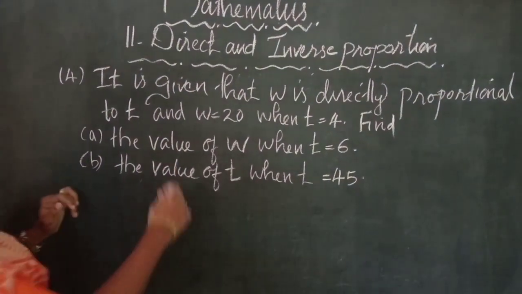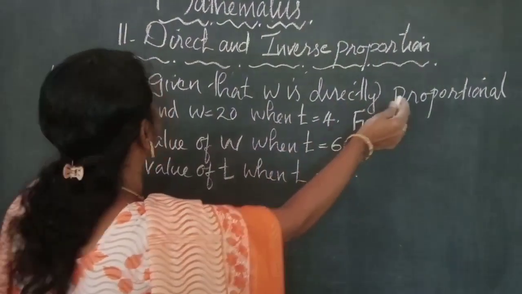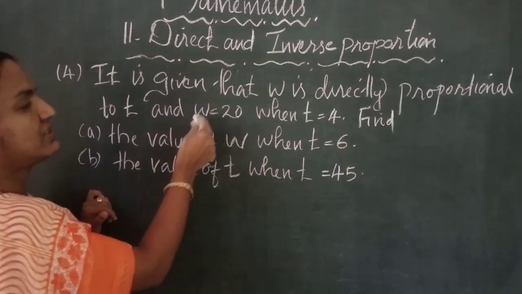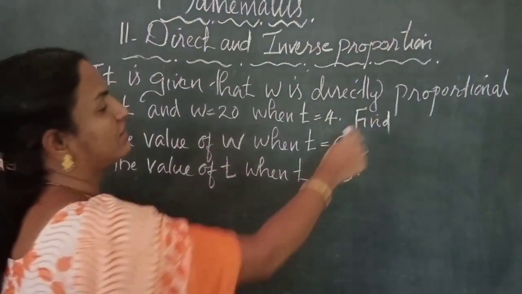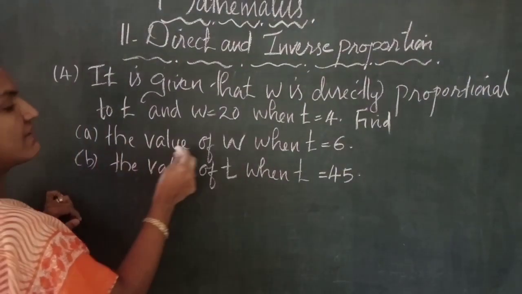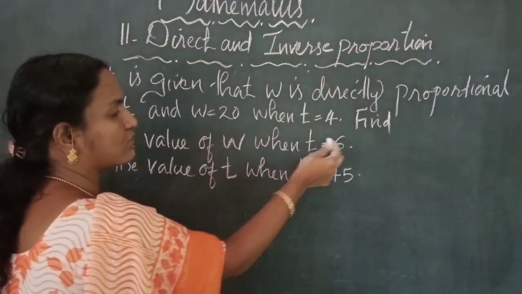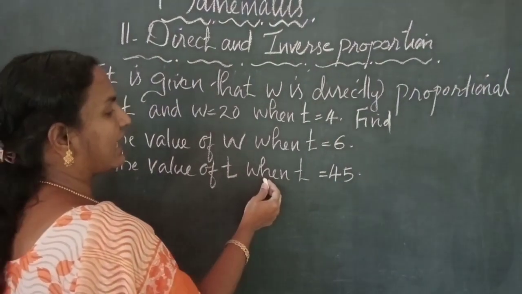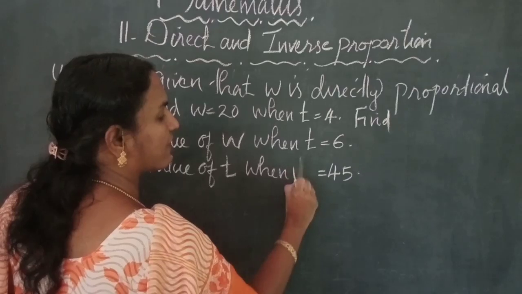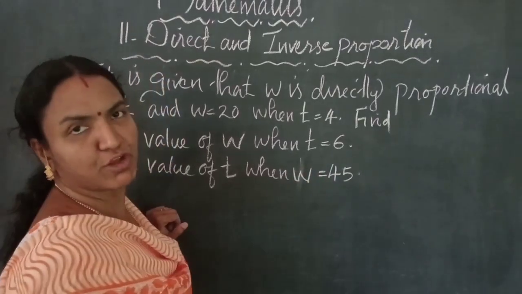Question number 4. It is given that W is directly proportional to T, and W is equal to 20 when T is equal to 4. Find option A, the value of W when T is equal to 6. Option B, the value of T when W is equal to 45.